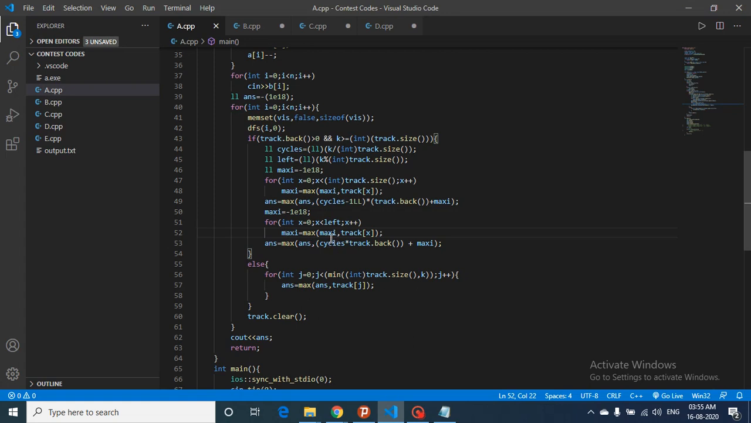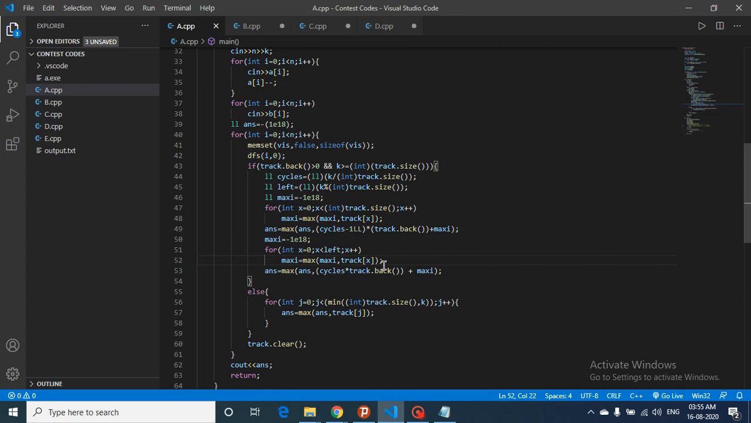And if we take all the cycles and multiply it with track dot back, which is the prefix sum for the whole cycle, because I have taken this number of cycles, so it is cycles into track dot back plus maxi. Maxi is the maximum among all the leftovers.